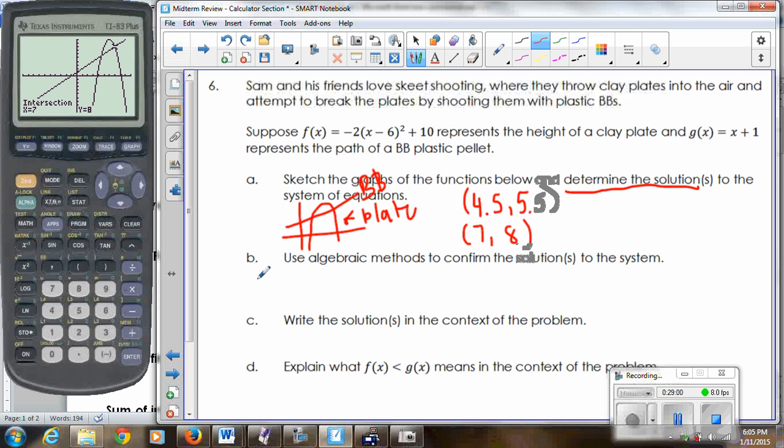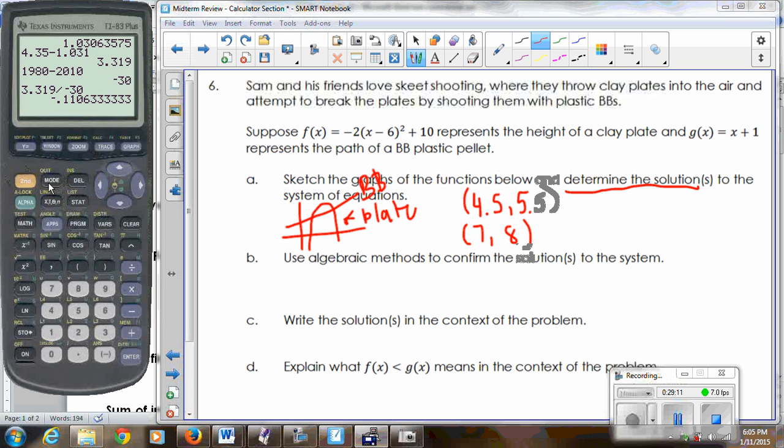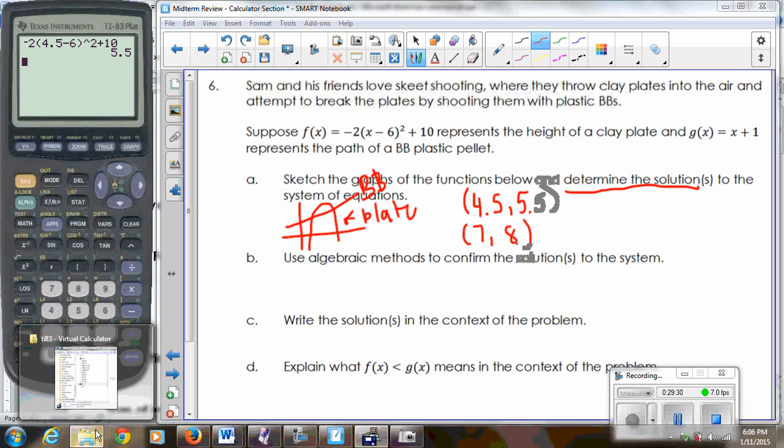So I'm just going to do this on my calculator. Obviously, you're going to want to write this out on your paper. I'm just going to show that this is true. So for example, if I type in negative 2 times the quantity x minus 6, using the first ordered pair, I'd use 4.5 minus 6, and I'd square it, and then I do plus 10. And I should get 5.5, and I do. Another way, if I plug the 4.5 in for this x, I know if I add 1, I get 5.5. You'd want to do that for both points to show that it's true.